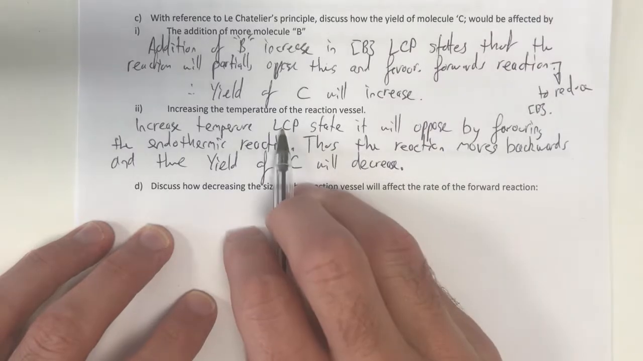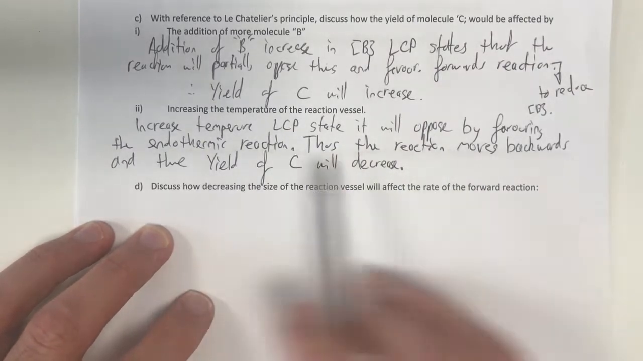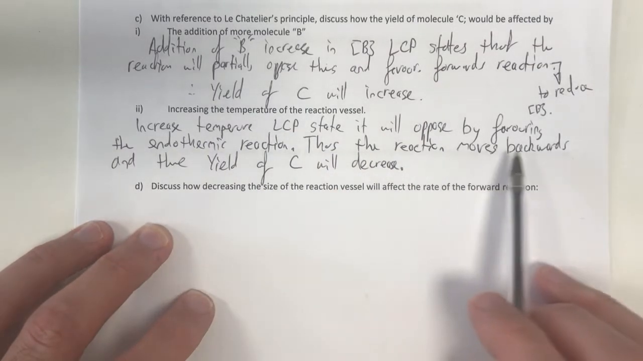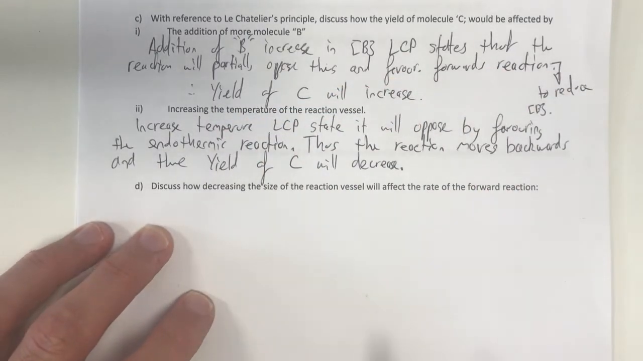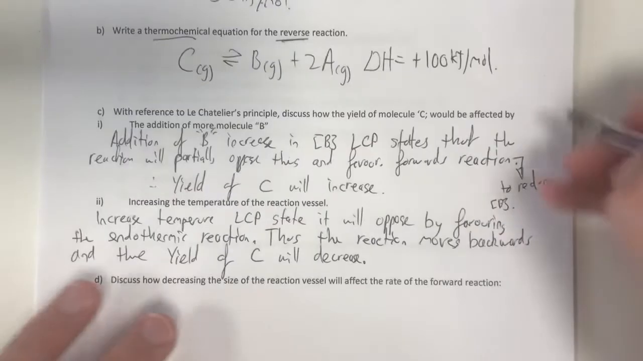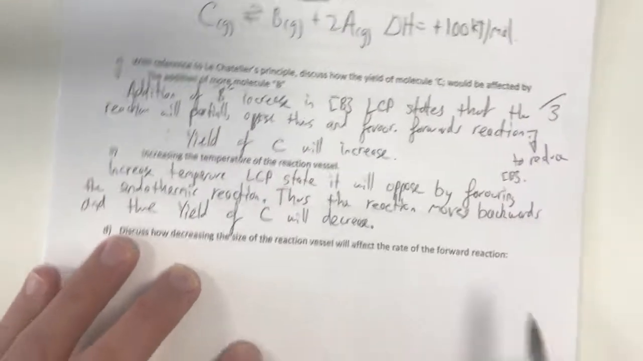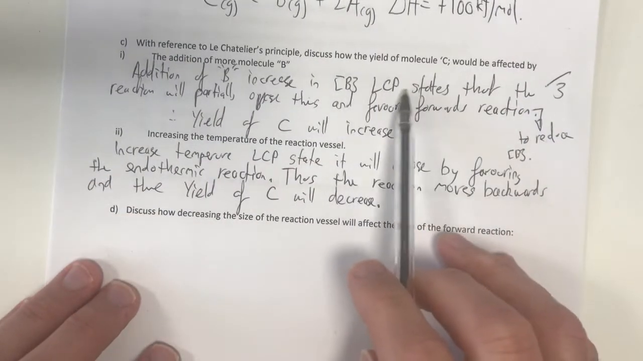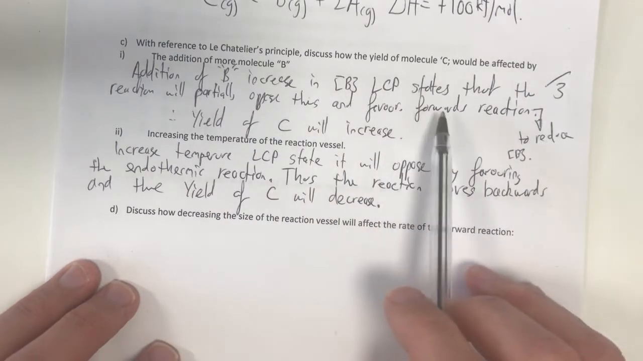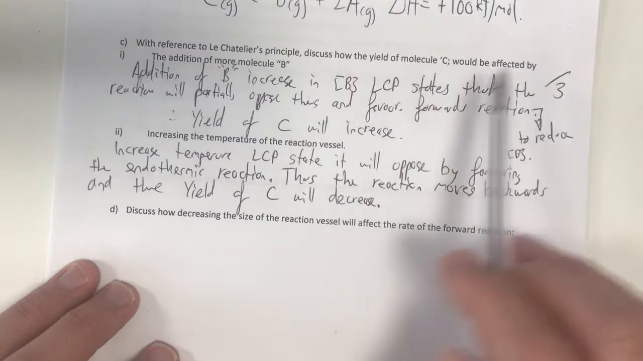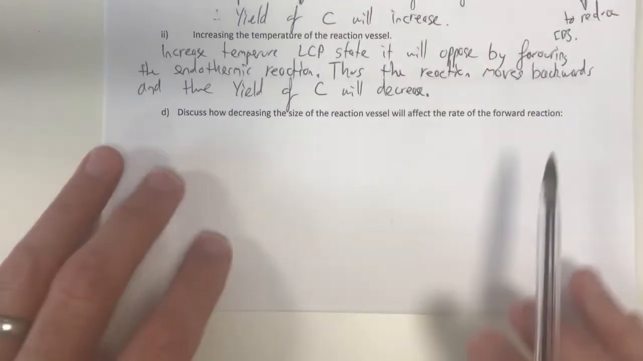With an increase in temperature, we want to favour the endothermic reaction. The reaction moves backwards because that is the endothermic reaction, which decreases C. So therefore, these are basically questions out of 3. So you want to state 1, what is going to try and happen? It's going to partially oppose this. Which direction is it going to favour, and what impact does that have on C? 1, 2, and 3 for these marks.